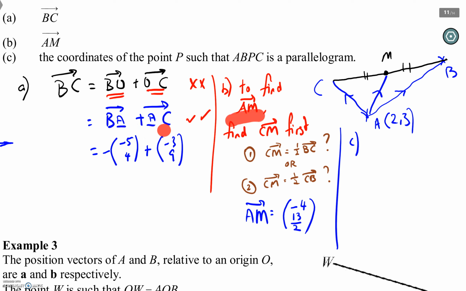Now, to find AM, again, I need to find CM. You need to answer this question: AM, is it half of BC or half of CB? The correct answer is the second one, because of the direction. So you need to remember, if I want CM, I need to compare with CB.